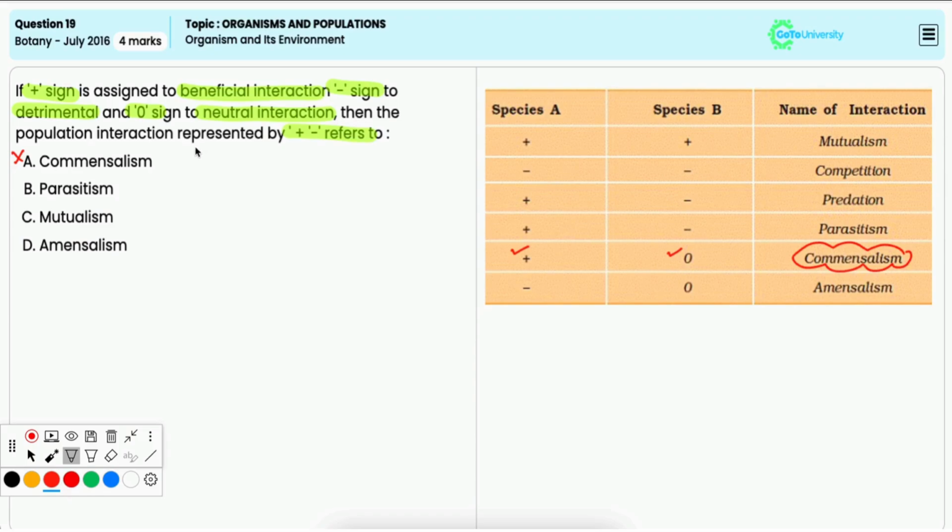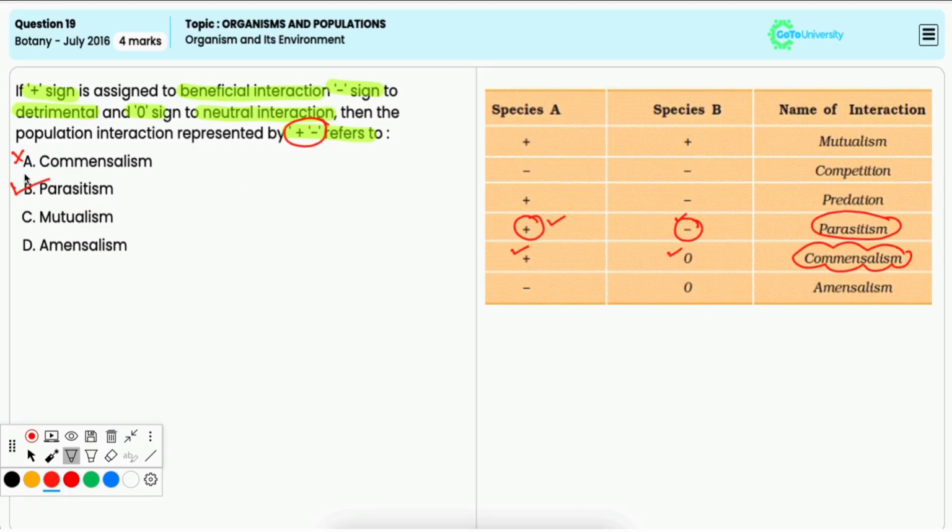Option B, parasitism. Now, in parasitism, one organism, that is the parasite, benefits at the expense of the host. This interaction can be represented by plus and minus, where plus indicates benefits to the parasite and minus indicates the harm caused to the host. Hence, it is the correct option.